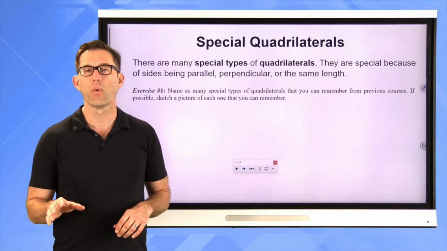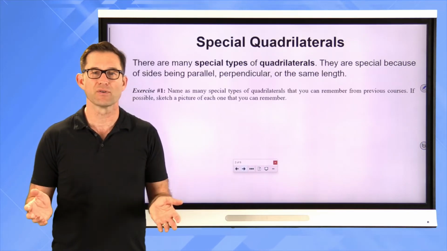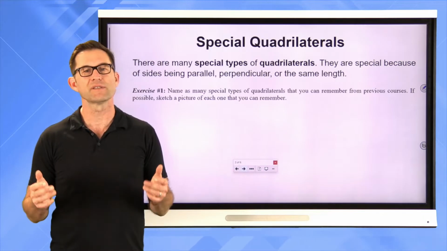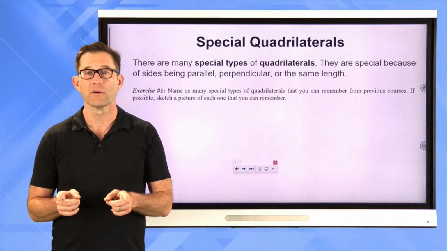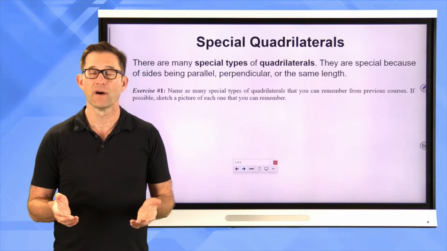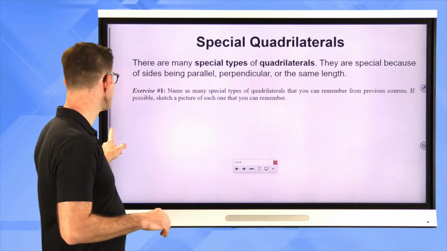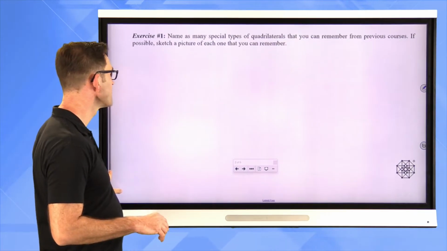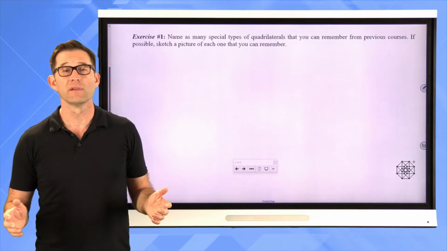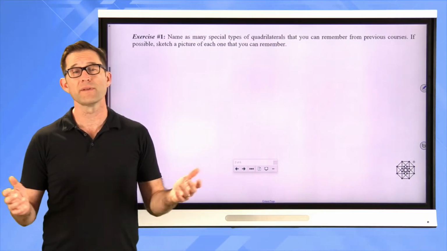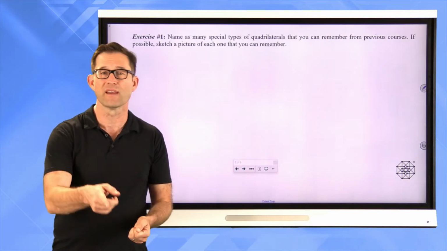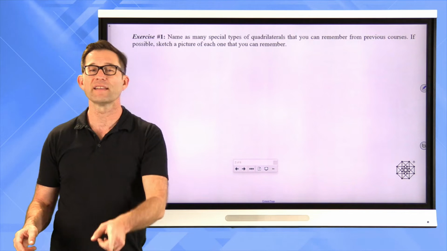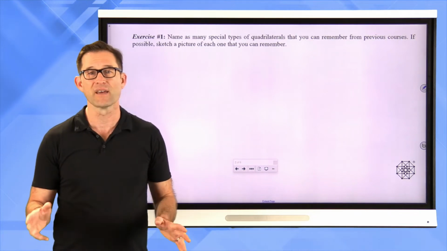All right, the special quadrilaterals. There are many special types of quadrilaterals. They are special because of sides being either parallel, perpendicular, or the same length. Now, you've had a lot of experience with special quadrilaterals. You've been looking at them since before you could probably even speak, right? Your parents would open up a book of shapes, point to a shape and say, that's a blank and that's a blank, etc.